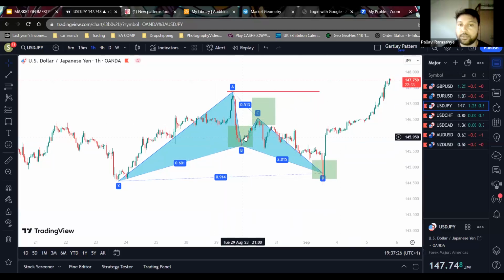So place the tool, draw up your zones. If price goes out of these zones, it means that the pattern's not valid. If price sticks to these zones, fantastic. We know that the price is valid, right? We know that B is valid, C is valid, and then we're just looking for the candles to close within this green zone. Once price closes in this green zone, we can then look to take the trade, right?